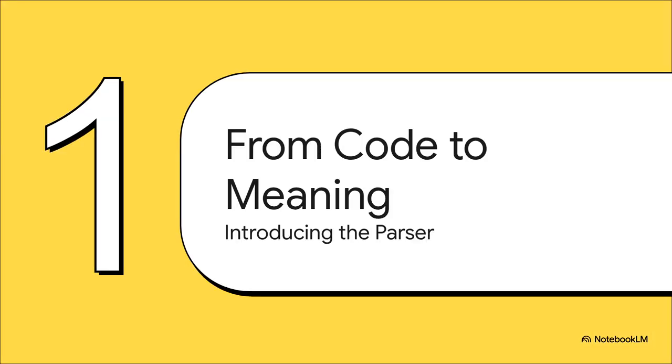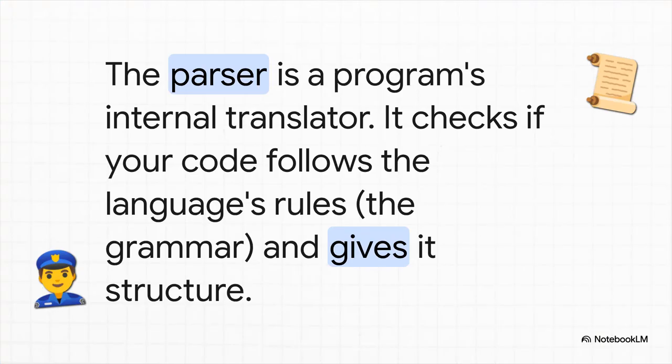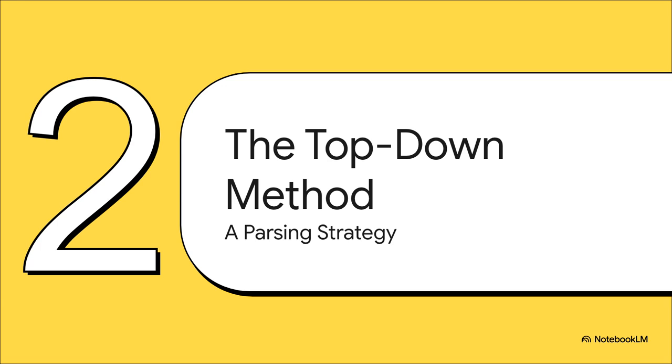All right, first up, let's get properly introduced to the piece of software that does all of this heavy lifting. So you can think of a parser as kind of like the grammar police for your code. It's this internal translator that reads everything you write and makes sure it's playing by the rules of the programming language. If everything checks out, it doesn't just give a thumbs up. It actually builds a logical structure out of your code. The specific kind we're looking at today uses what's called a top-down approach, which is awesome because it's built to be fast and efficient.